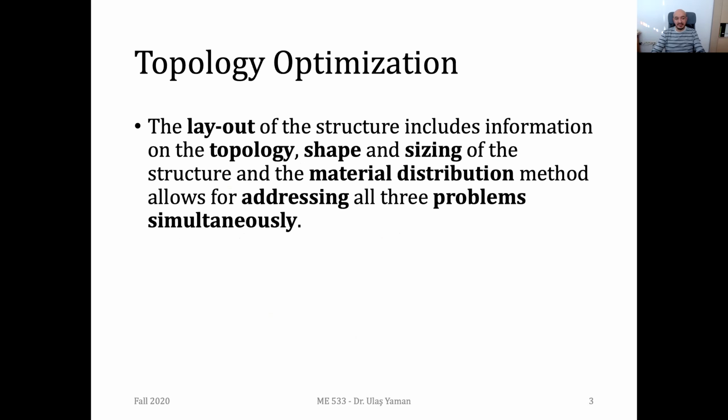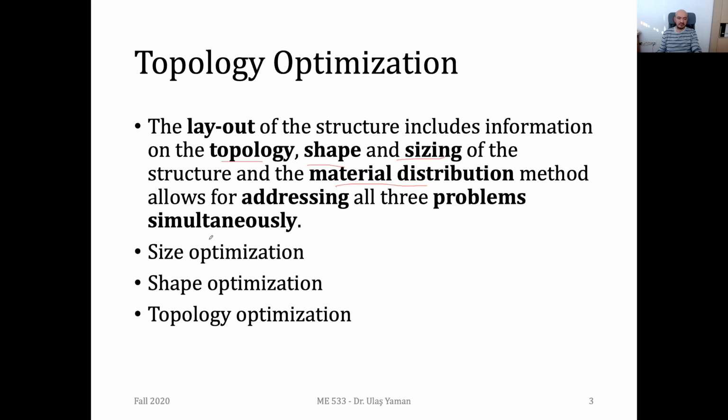Let's discuss some more details about topology optimization. When you mention layout, this layout actually includes the topology of the shape and the size of your structure. In that structure, you have a material distribution, and this material distribution will help you address all these problems at the same time. With the help of this distribution, you will be optimizing the size, the shape and the topology in general.